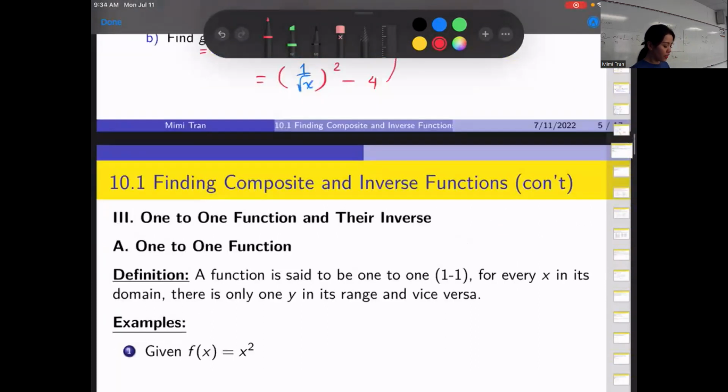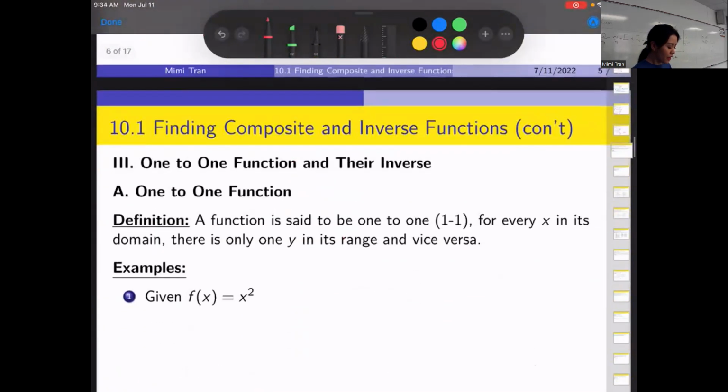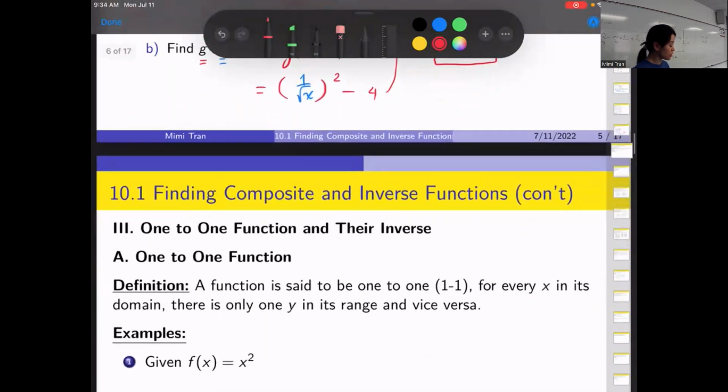All right, so that is composite function. Now we're gonna talk about one-to-one functions and their inverse. Let me put my note. This is a difficult chapter, if you ask me.